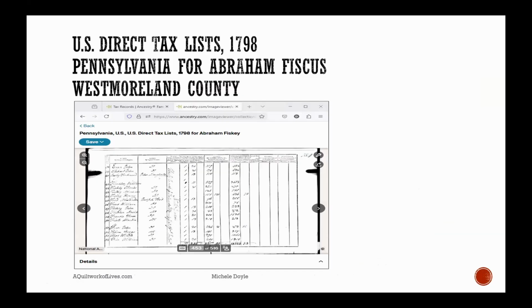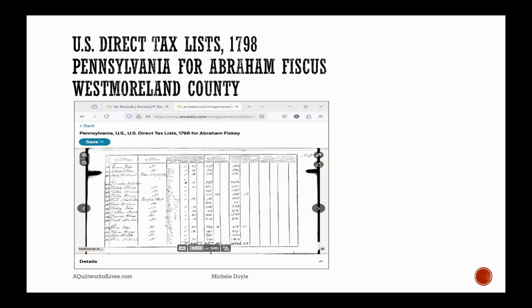So earlier in the list of history of some of the taxes, one of the ones that I put up was the U.S. direct tax list in 1798. So if you remember, these were the taxes that the brand new U.S. government started taxing people to help pay for the Revolutionary War and to help pay off some of the debt that the colonies and the country as a whole had incurred during the war.